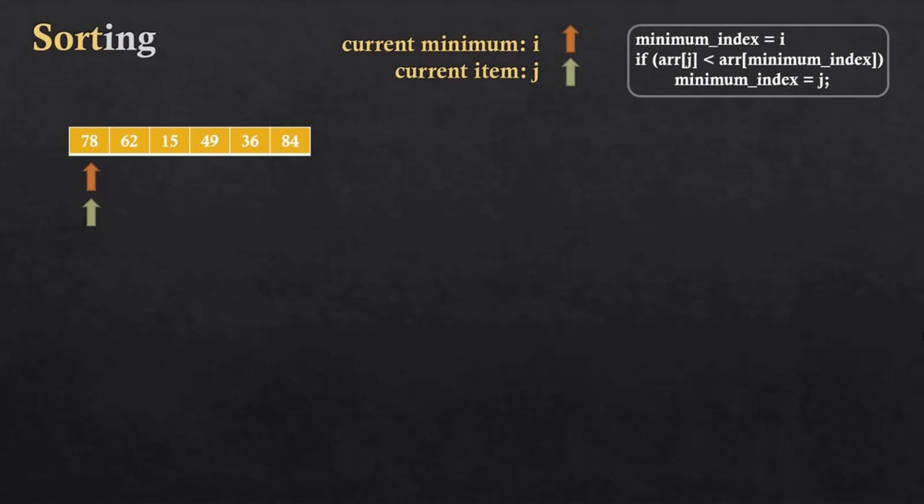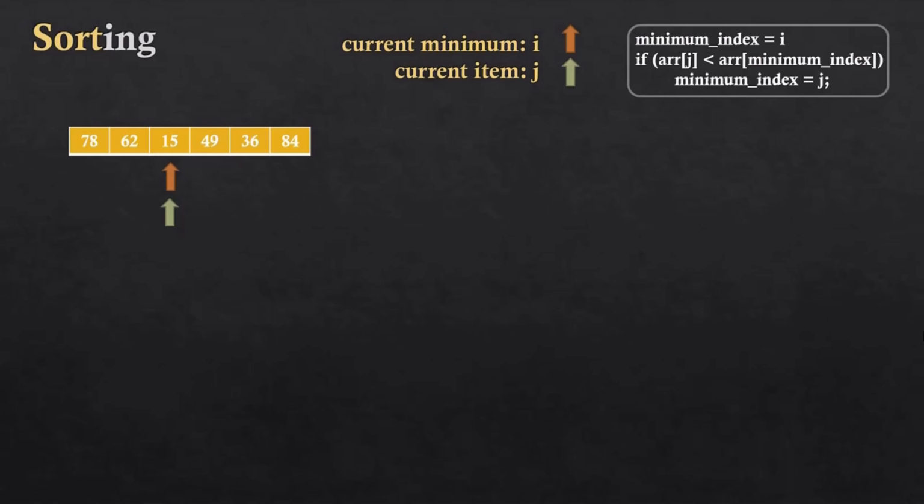Now the current item will move forward. If we find a value which is less than the current minimum, then we will update the current minimum value. Is 78 less than 62? Yes, so the current minimum value will be updated. The current item will again move forward. Is the current item less than the current minimum? Yes, so it will again update the current minimum value.